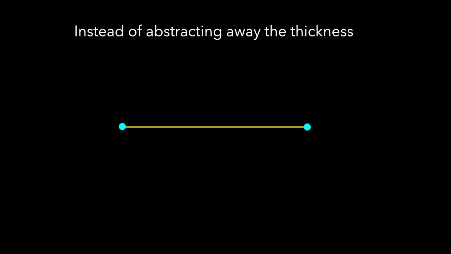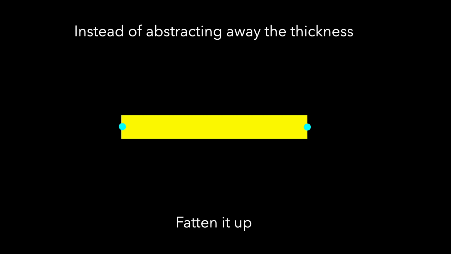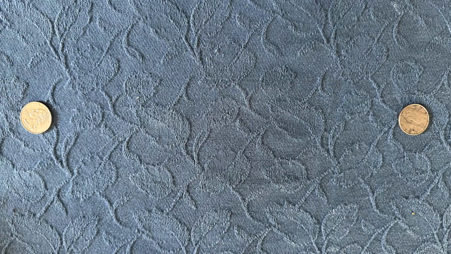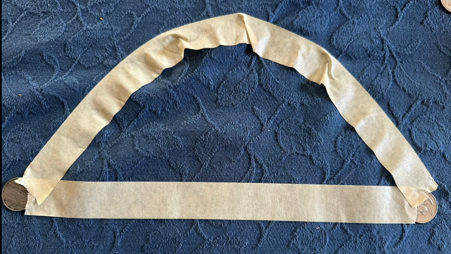Instead of abstracting away its thickness, I want to go the other way and fatten it up. And so for visualizing, I'm going to use masking tape. So here I've placed 2 coins on a table to represent points, and I'm going to use masking tape to represent a straight line between them. So why did I use masking tape? For instance, let's represent a curve. You may want to try this at home first. If you do, you'll see that the tape crinkles. You can see that here.